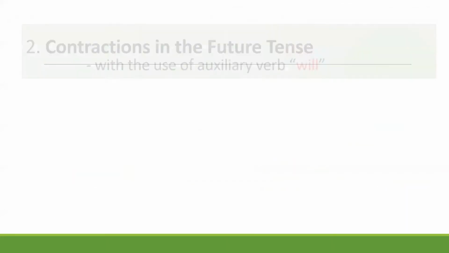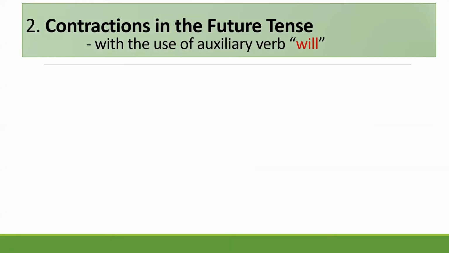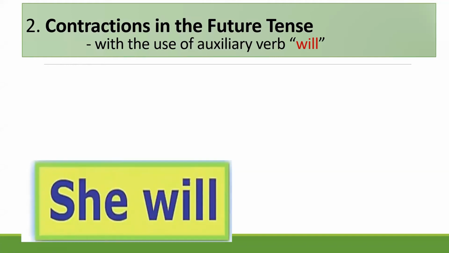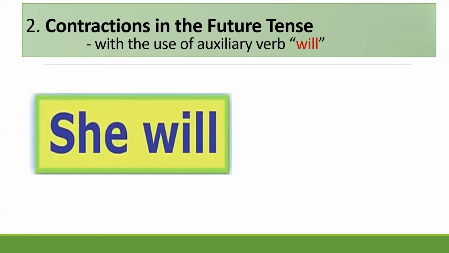Okay, and then we have contractions in the future tense. Often contractions are made when discussing events that will happen in the future, with the use of the auxiliary verb will. So let's start with the basic phrase she will.